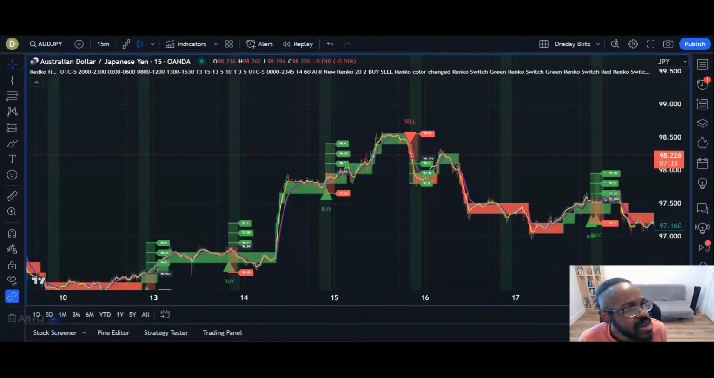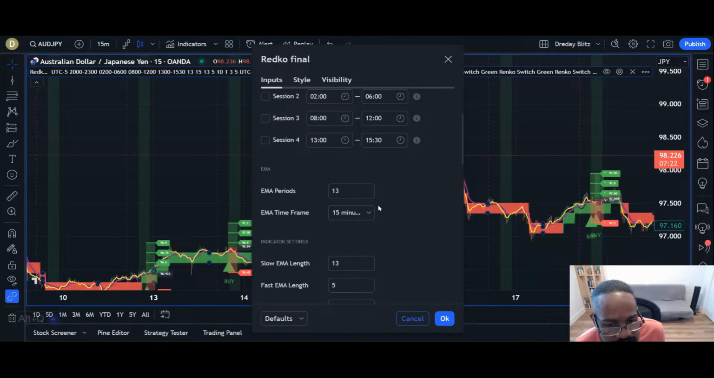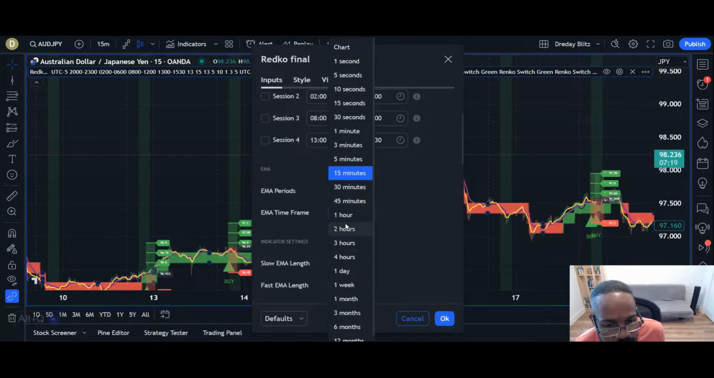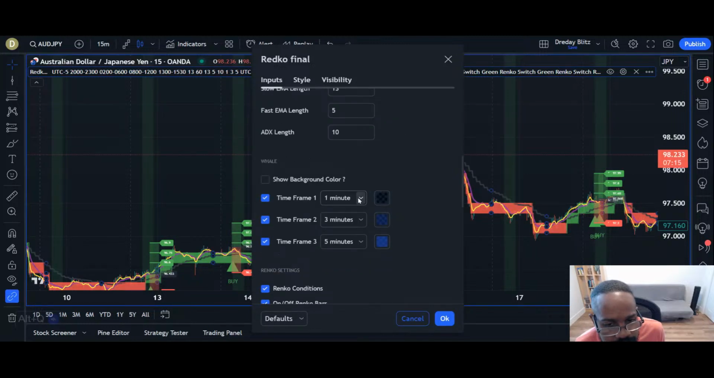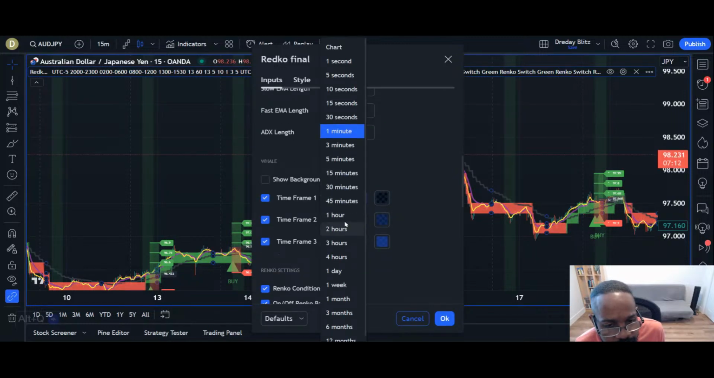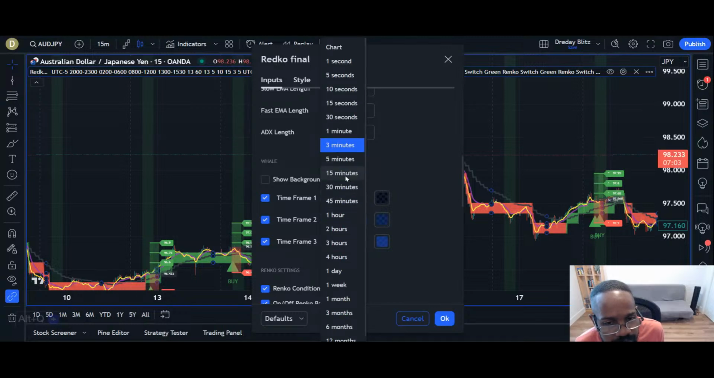I'm going to show you the settings for the 1 hour on Euro JPY. Same principle. You make sure that it's only London Asian session. You put 1 hour here. Okay. So if I'm putting 1 hour on the EMA, I put the previous 3 time frames for my whale. So 15, 30, 45.